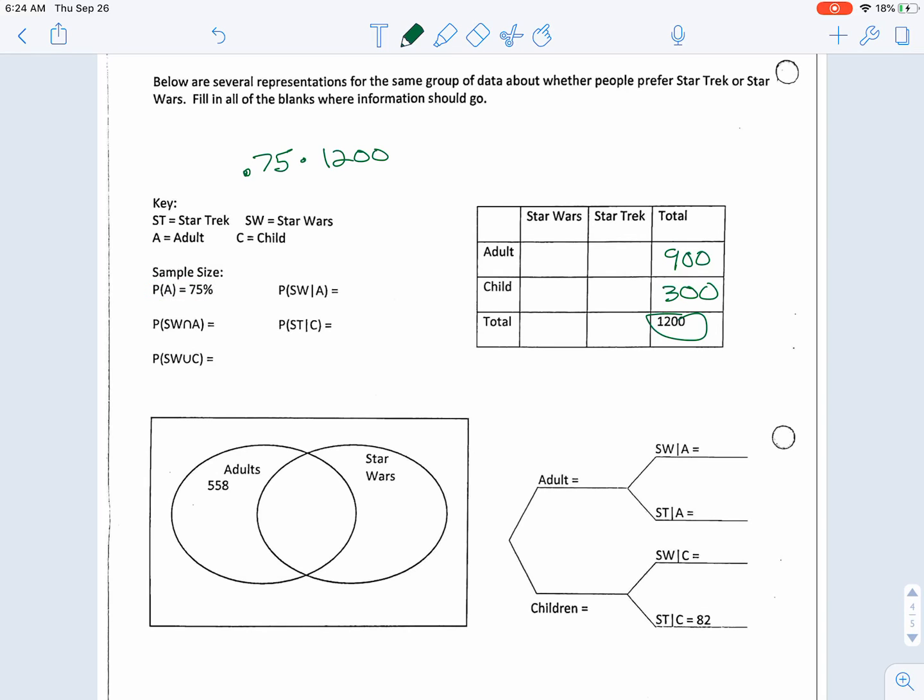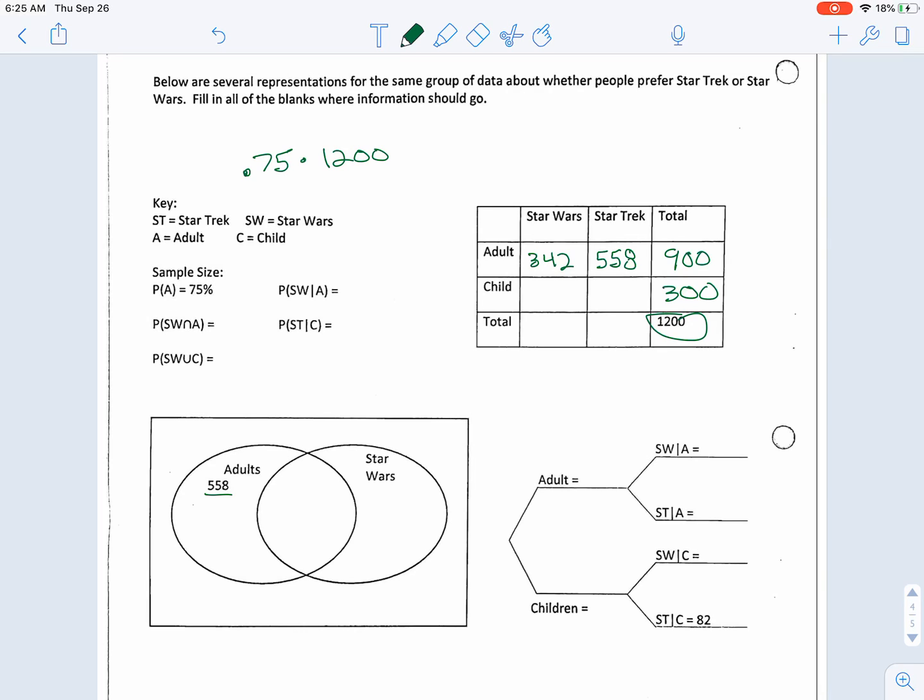Now if I'm just looking up here, there are not a lot of spots I can go. What other number do they give us? Well, we're given 558, and that's adults. It's not in the Star Wars circle, so it must be Star Trek. So 558 must be adults that like Star Trek, making this 342 because it has to add to 900. Okay, that's a good start.